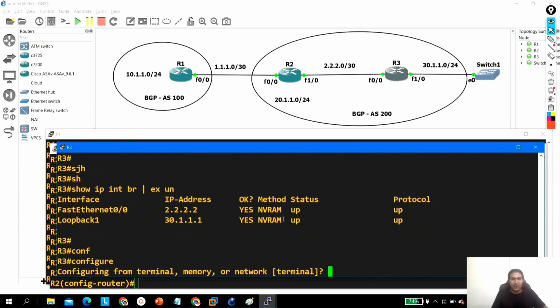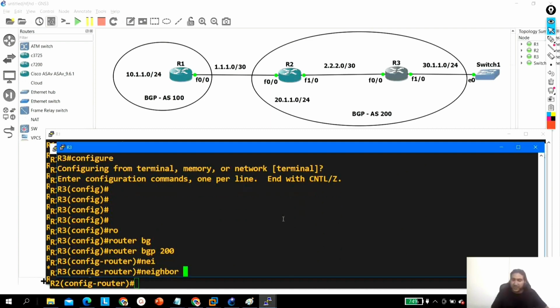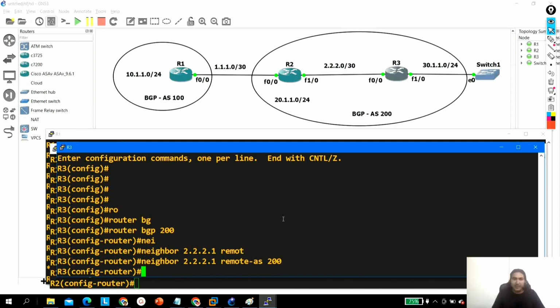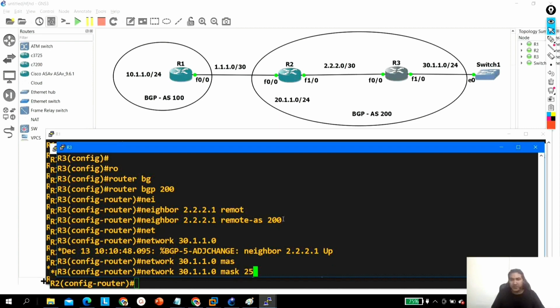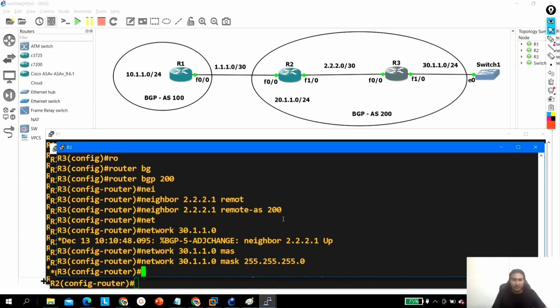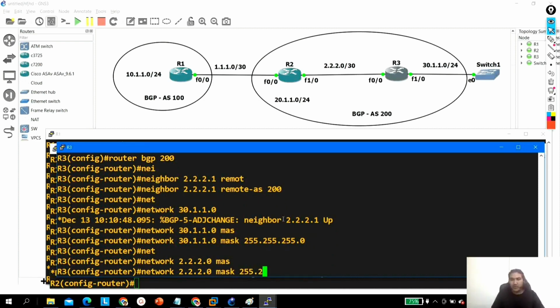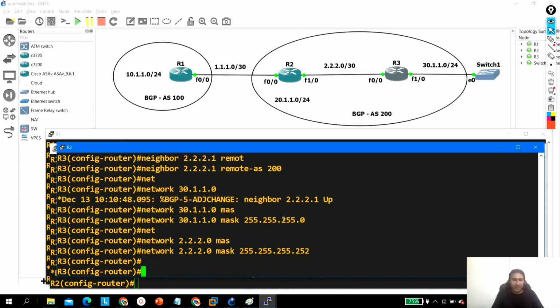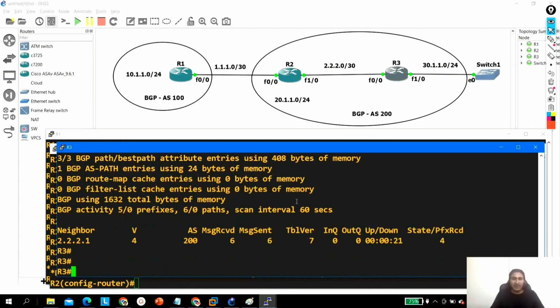Now let me configure BGP on router 3. Router bgp 200, neighbor is 2.2.2.1, remote AS is 200, and network is 30.1.1.0, netmask 255.255.255.0. After that network 2.2.2.0 and the mask is 255.255.255.252. Now if you verify with show ip bgp summary, here you can see there is one neighbor, 2.2.2.1.